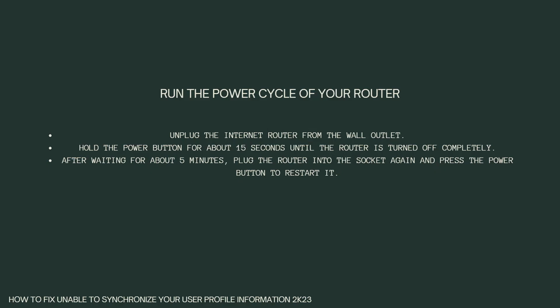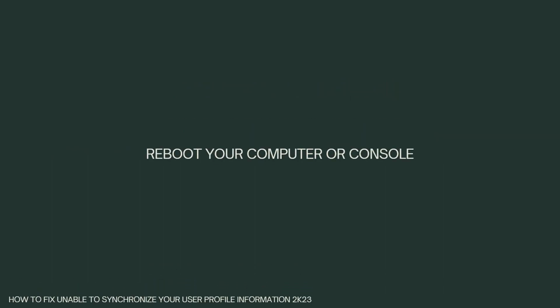And once you have finished all of those steps, run NBA 2K23 to see if the unable to synchronize user profile information error is fixed. Okay? And lastly, reboot your computer or console.